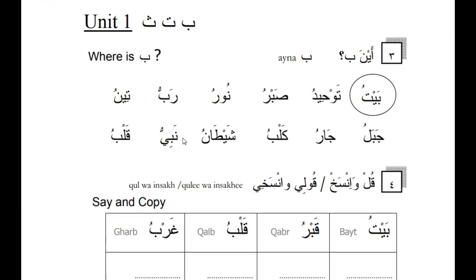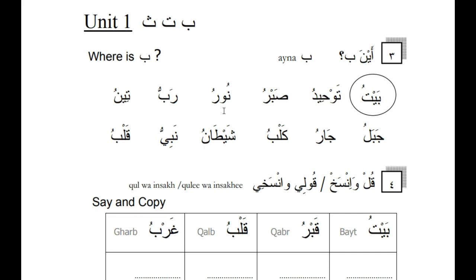Okay, this exercise is really interesting. You can do it on your own too, but let's do it together. Aina ba? Where is ba? You have to circle the words where you find the letter ba. So let's analyze. Tawheed. There is no ba here. This one, Sabr. There is ba.